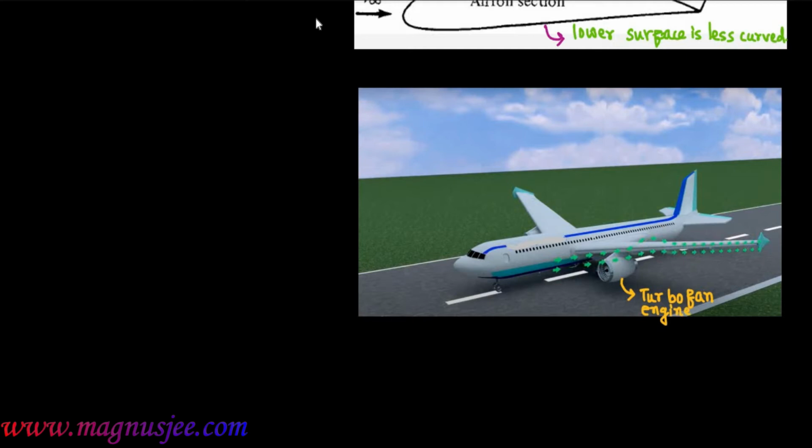A turbofan engine is attached to the lower portion of the aeroplane wing, and this turbofan engine emits exhaust gases in the backward direction. And there will be a thrust on the turbofan engine, or reaction force on the turbofan engine, which is acting in the forward direction, and due to this reaction force, the aeroplane moves in the forward direction.